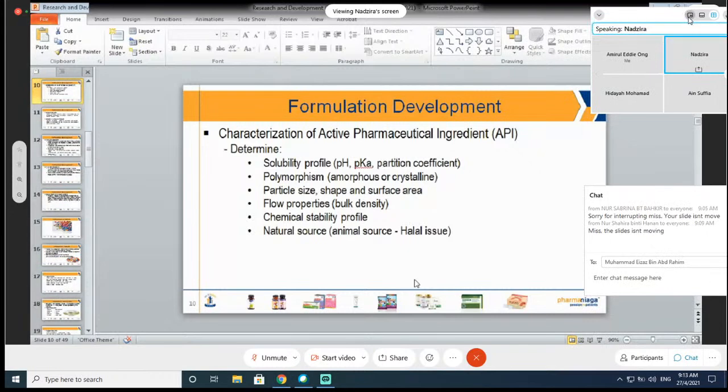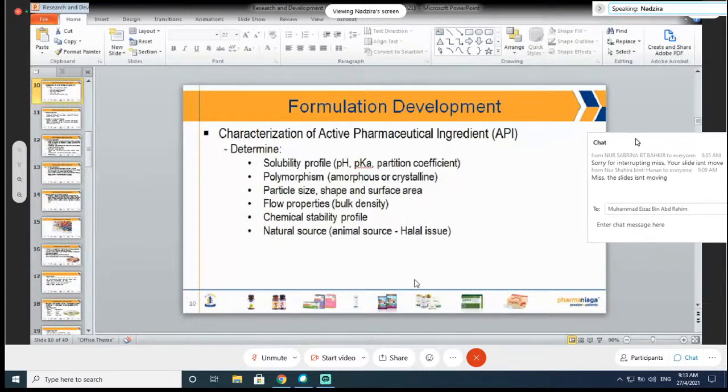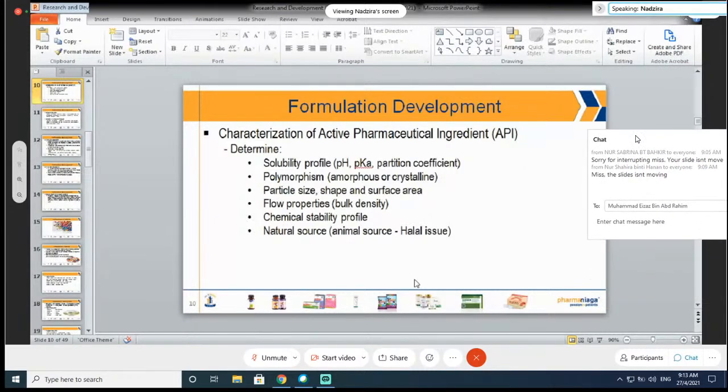Next is the particle size, shape and surface area, and also the flow properties by determining the bulk density. So bulk density is measured by gently introducing a known sample mass into a graduated cylinder and carefully leveling the powder without compacting it. We use the bulk density to determine the flow properties of the API, because the flow properties of the API can affect the content uniformity of the API in the tablet. So next, we also need to determine the chemical stability profile, whether it is hygroscopic or heat sensitive. We need to determine it.